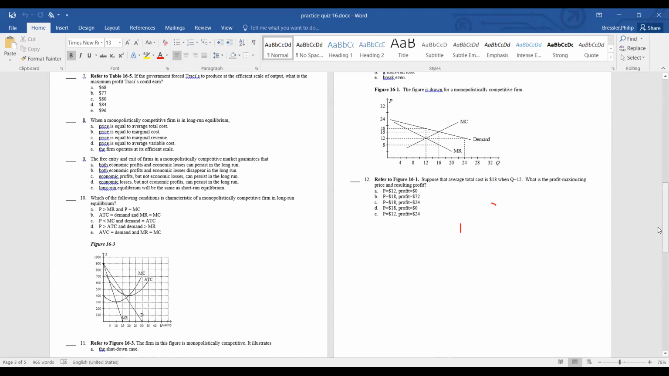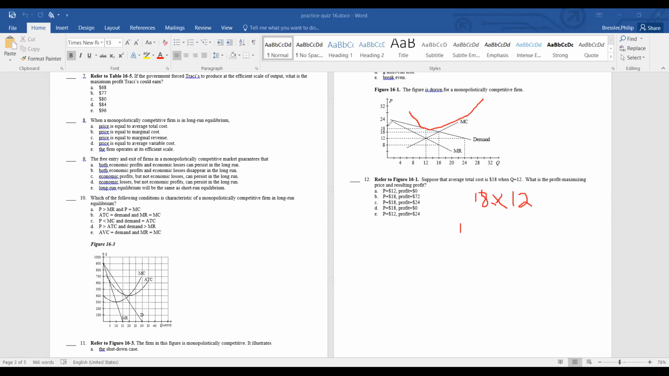Okay. Suppose the average total cost is 18. So if the average total cost is 18, that means the ATC is going to hit right on the 18 mark, right? So if the average total cost is 18, 18 times 12 is going to be my total cost, right? Because they said quantity of 12. 18 times 12 is 180, 36 is 216. So my total cost is going to be 216.